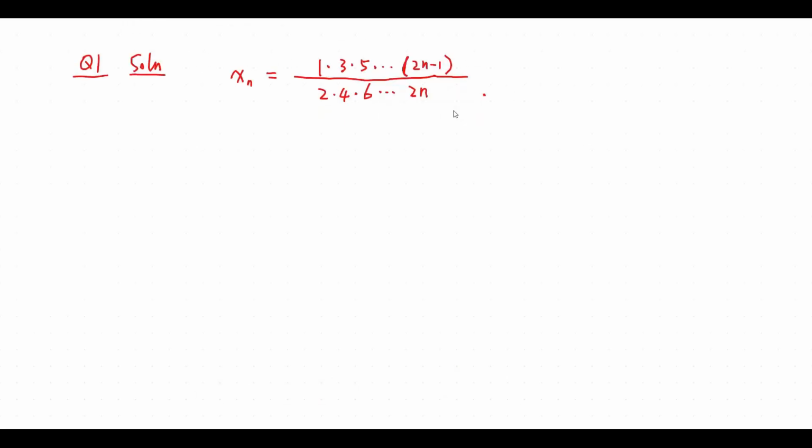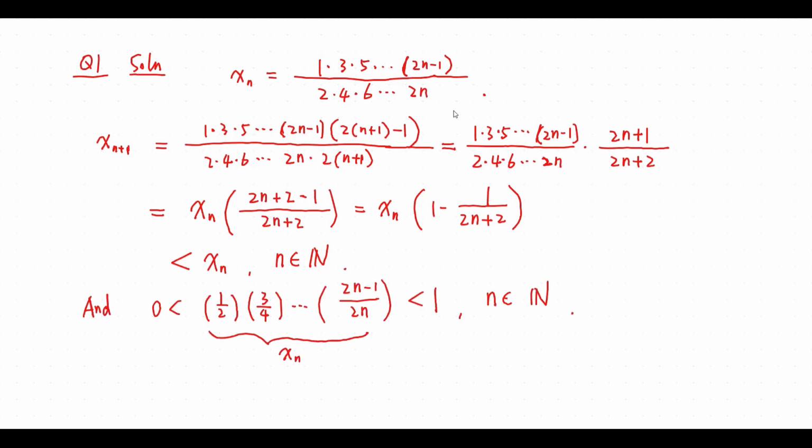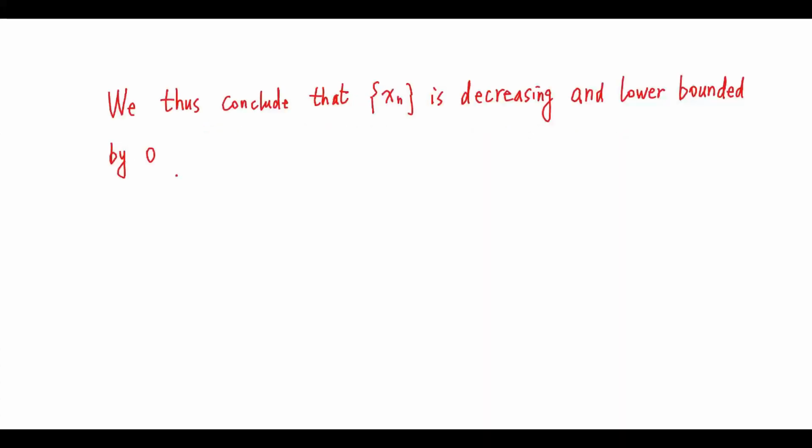Question 1. Solution. We see that xn plus 1 is less than xn for any positive integer n. And we see that by the definition of xn, xn is greater than 0 and less than 1 for any positive integer n. We thus conclude the sequence xn is decreasing and bounded by 0.